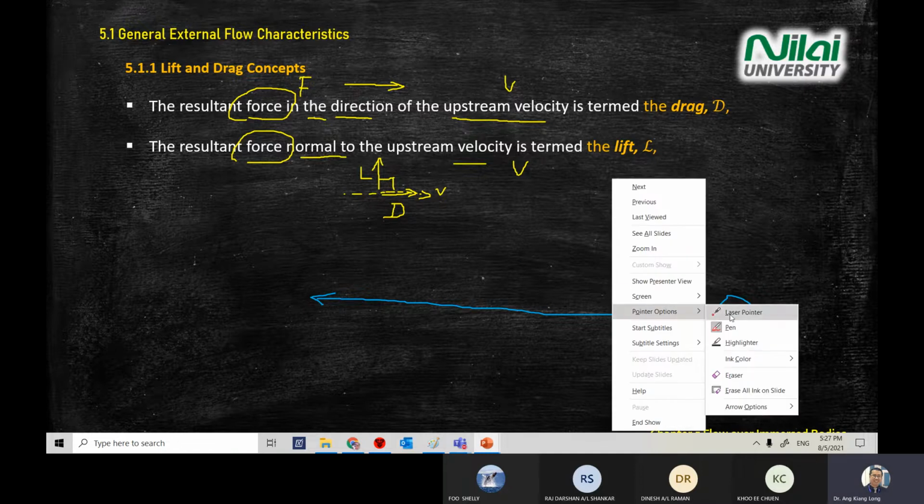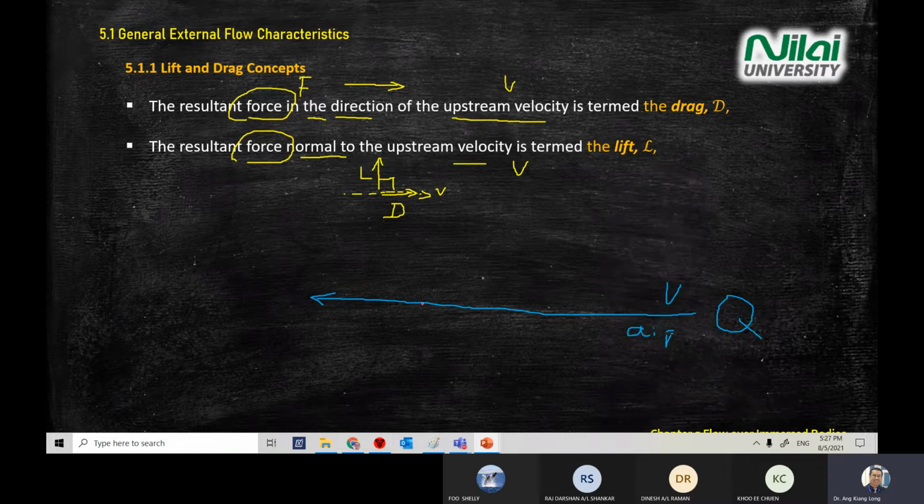And you're having an object with this. Let's say you're having an object here. Maybe I draw it like this, a square. Let's say I'm having a 2D scenario. I have my Y and X. This is my Y, this is your X. Let's say we have a 2D scenario. Your flow is flowing from the right to left with a velocity V.